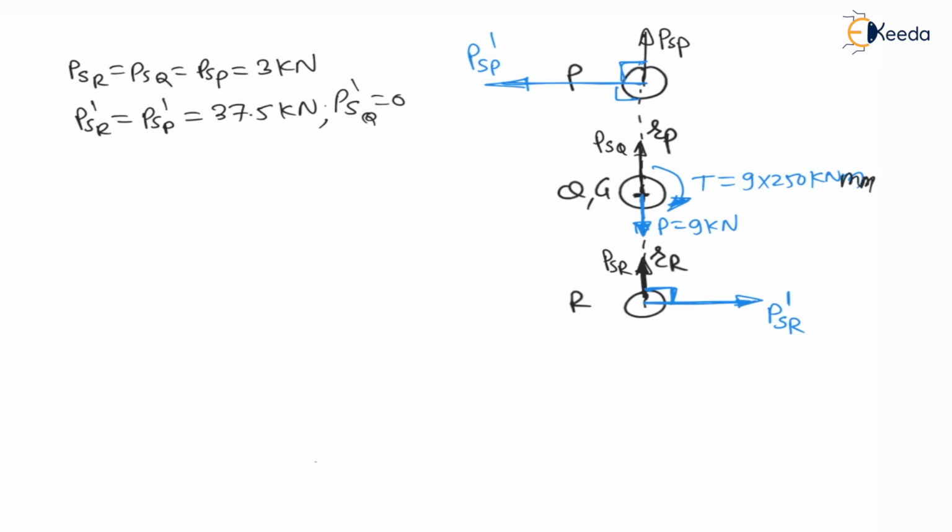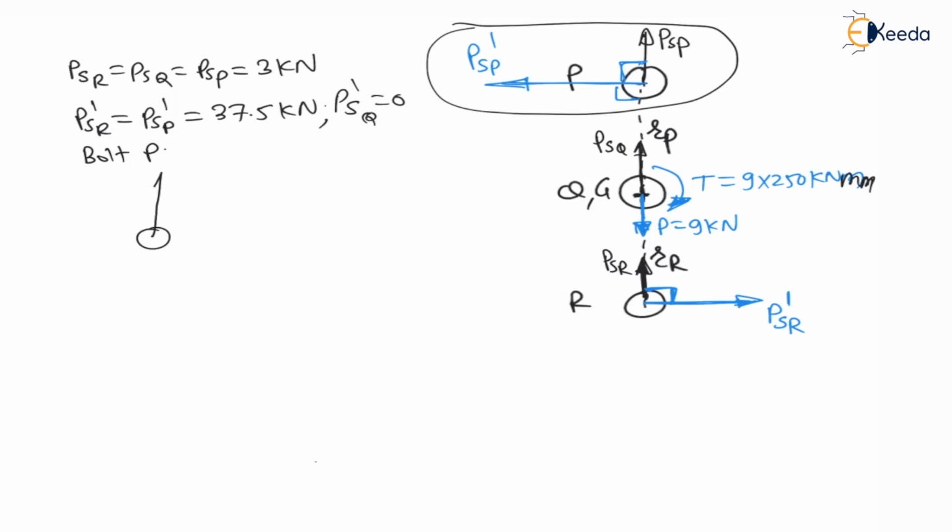Now the question is to find the maximum shear stress on bolt P. There is primary shear load as well as secondary shear load. Therefore consider bolt P. Now on this bolt P there is PSP acting in the vertical direction, which is nothing but 3 kilonewton, that is the primary shear load, and there is secondary shear load acting towards the left, which is nothing but PSP dash, which is 37.5. Now the angle between them is 90 degrees.